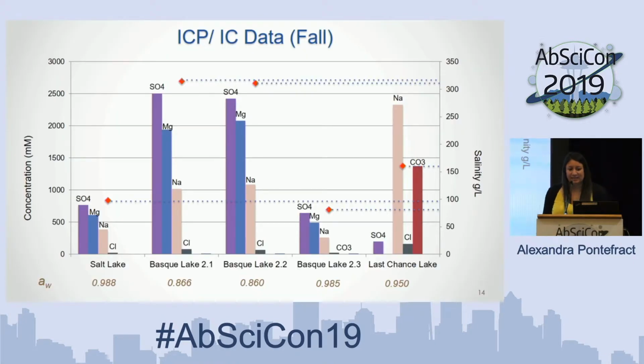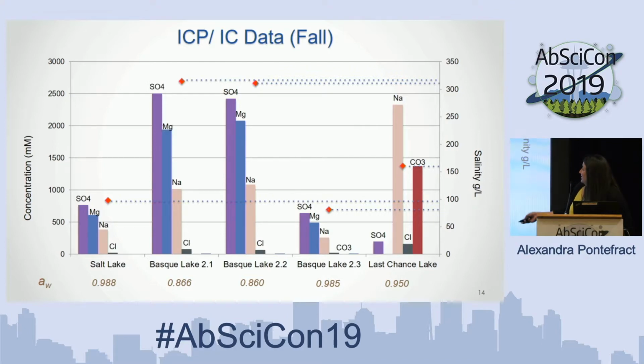So this is ICP-IC data from the fall. We've got concentration in millimolar here and salinity in grams per liter on the y-axis. And then the different lakes: Salt Lake and Last Chance were flooded, so we only have one data point, but we got 3 different pools for Basque Lake. You can see the water activity data here below. I'll highlight the fact that Salt Lake and Last Chance, because they were flooded, had fairly low salinities. Salinity for Salt Lake was 90 grams per liter, and then we were at 160 grams per liter.